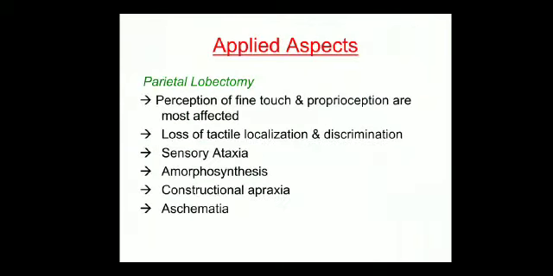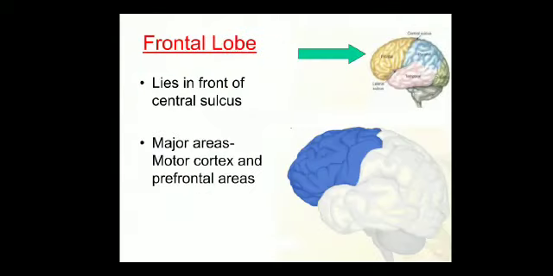So now you know what will happen if there is a damage. If there is partial lobectomy, what will happen? And if there is unilateral lobectomy, or if there is bilateral removal of the parietal lobe, bilateral removal of the postcentral gyrus, what will happen? These things we will study in the applied aspect.